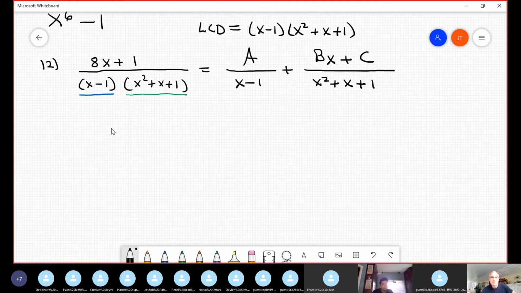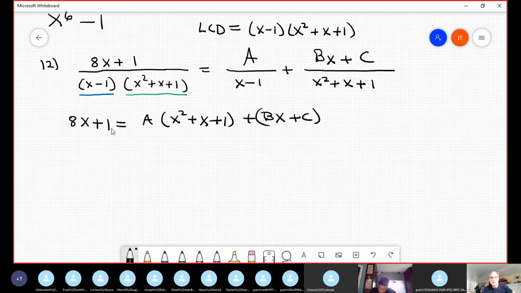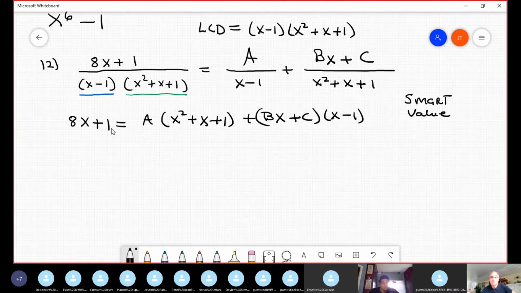Okay. So when you multiply, ax plus 1 is equal to a times (x squared plus x plus 1) plus (bx plus c) times (x minus 1). Something like that. Do you follow me? Yes, sir. Smart value, do you have it or no? Plus 1, exactly.